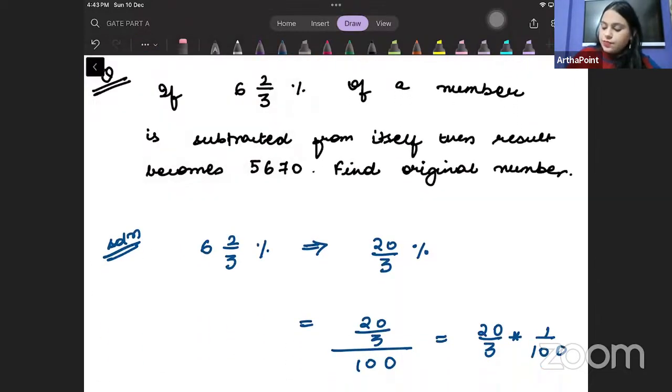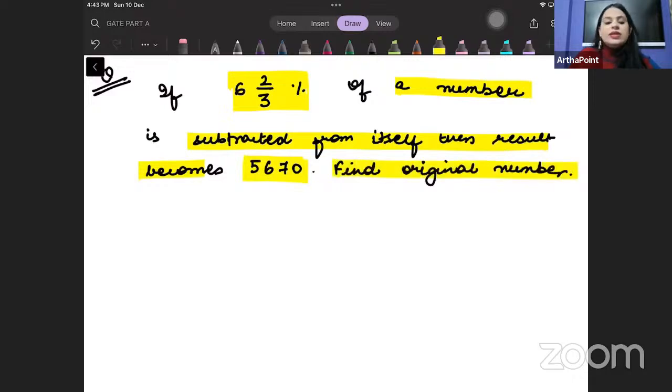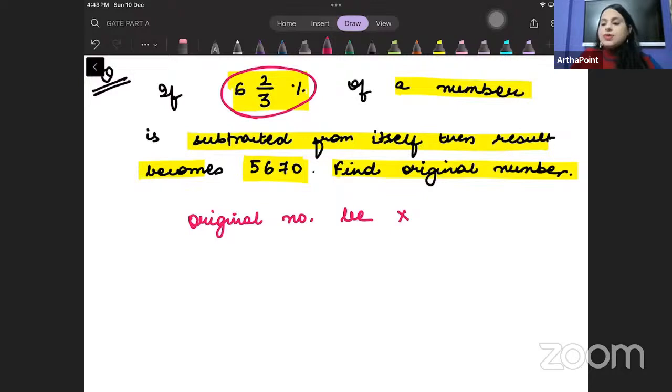Take this question now. It says if 6 2/3% of a number is subtracted from itself, result will become 5670. Find the original number. तो बेटा शुरू करेंगे हम. Let the original number be x. अब क्या बोल रहे बेटा? 6 2/3%.